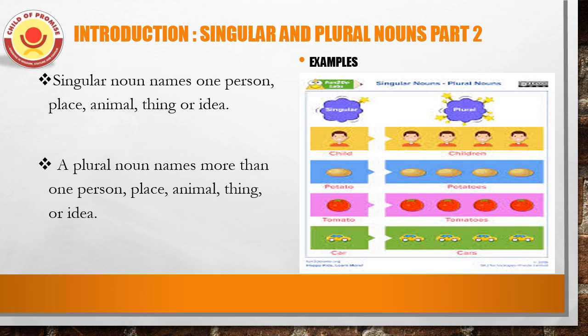Remember that singular means what? One. Beautiful. While plural indicates that it is more than one. It could be two, three, four, or more than that. All right, let's move on.